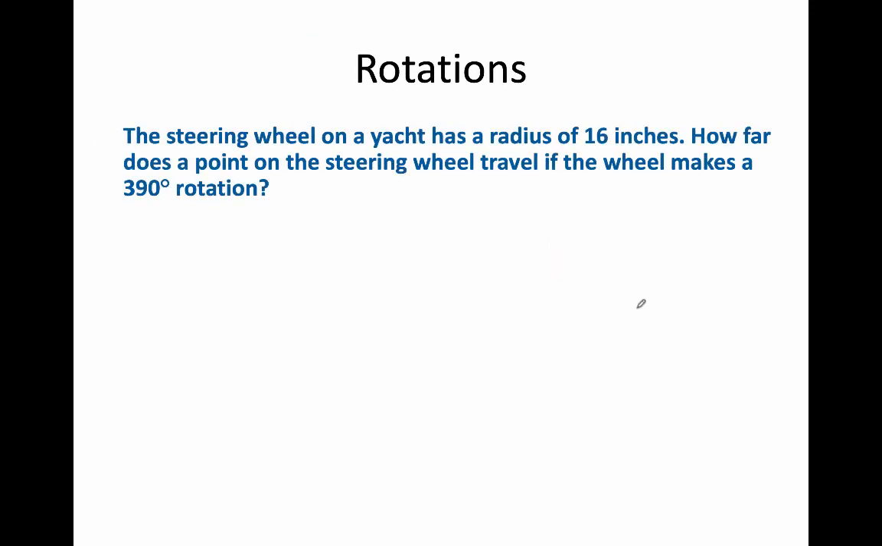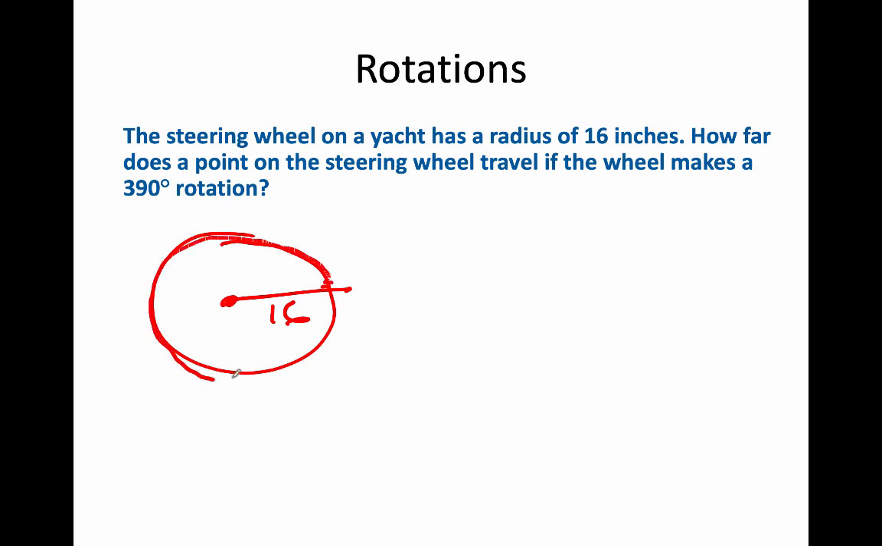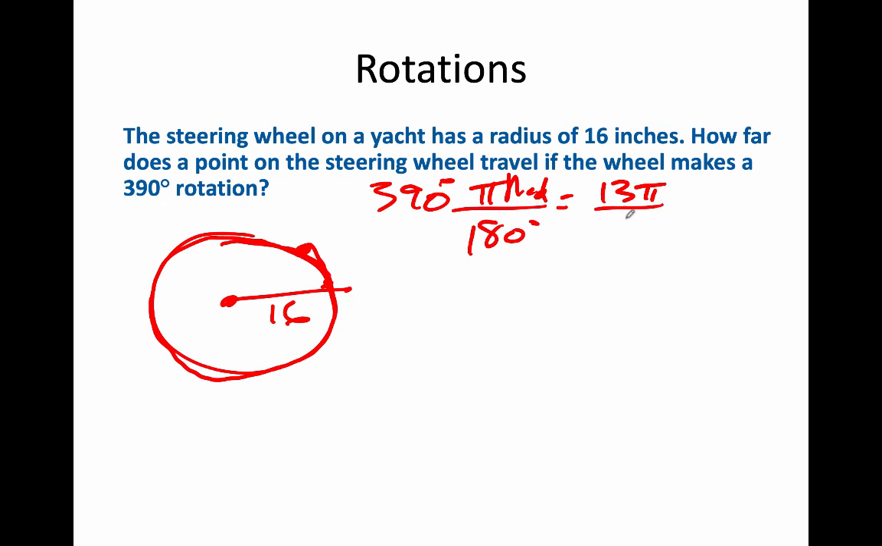The steering wheel on a yacht has a radius of 16 inches. So now I've got a big old steering wheel on a yacht. It's 16 inches. How far does this point travel when we go 390? So we're going all the way around and a little further, 30 degrees further. So the first thing I have to do is change into radians. Excuse me, I'm one step ahead of myself. I do 390 divided by 180 in my calculator, hit the math key, change to a fraction, and I get 13 pi over 6. Oh, I get it. 12 pi over 6 is all the way around, and we're a little bit further, because 2 pi is all the way around. So 13 pi over 6.